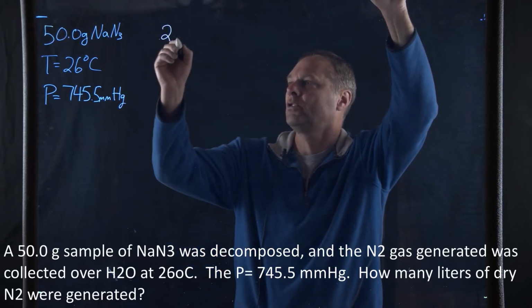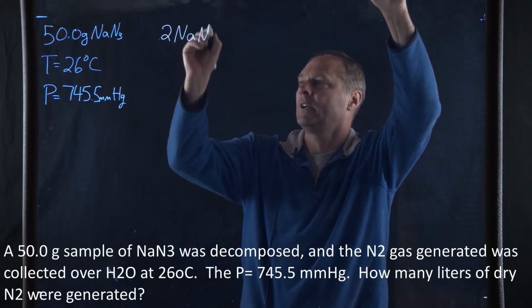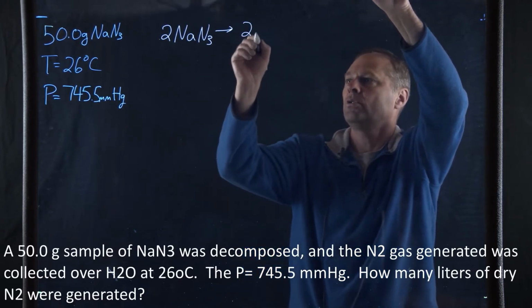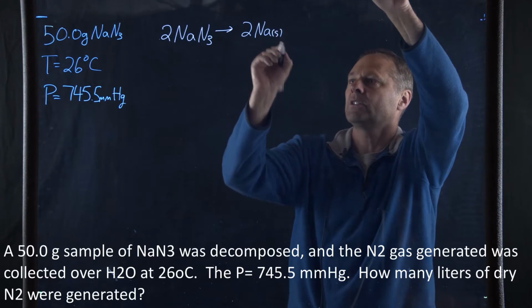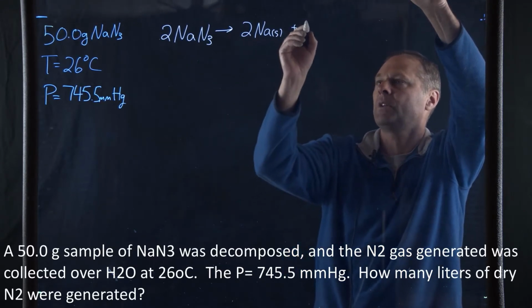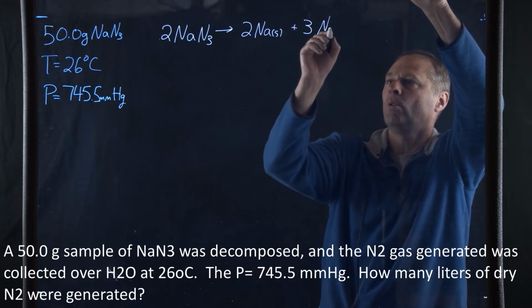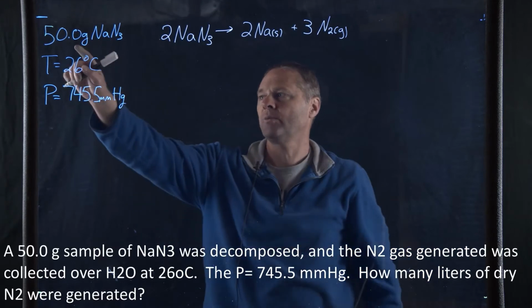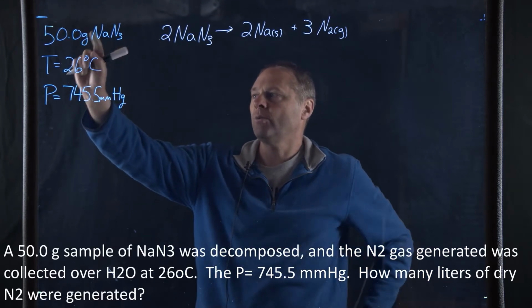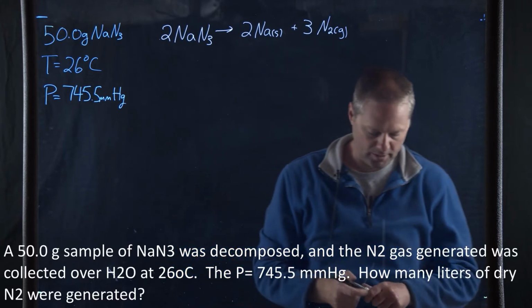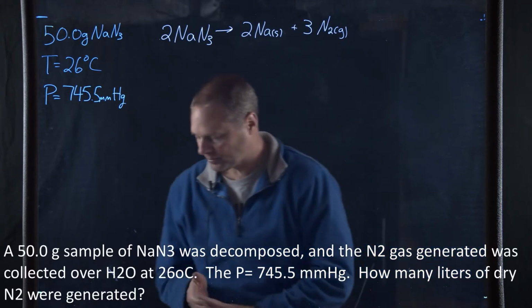So it's going to be 2 sodium azides produces 2 sodium, this is going to be a solid, plus, that'd be 3 moles of nitrogen gas. We'll get to this in a few minutes because we'll have to do some stoichiometry to go from 50 grams of sodium azide to the moles of nitrogen.